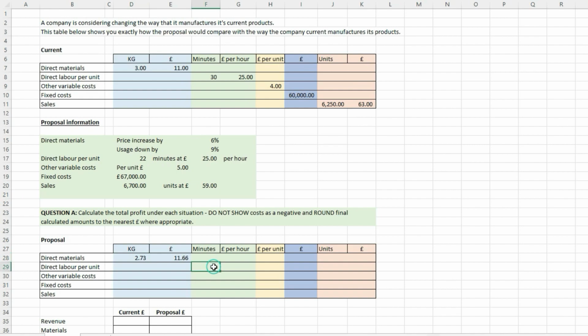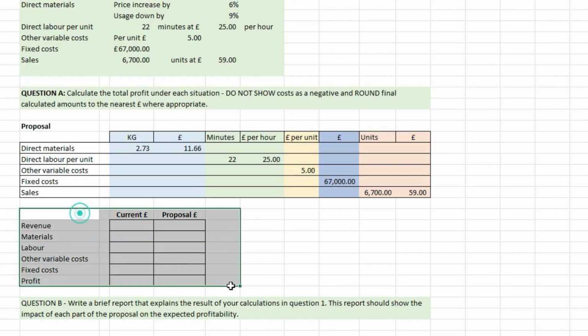Direct labour, so that's going to be 22 minutes here and £25 per hour. Other variable cost is £5 per unit. Fixed cost 67,000. 6,700 units. Sales at £59. So you can see how quick that was to fill that in. And now we can very easily compare the two. So let's take a look at this table down here.